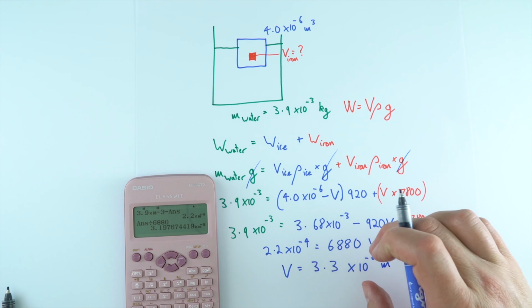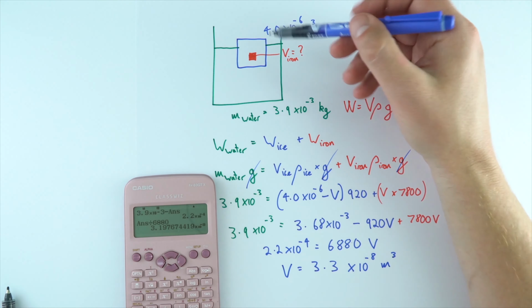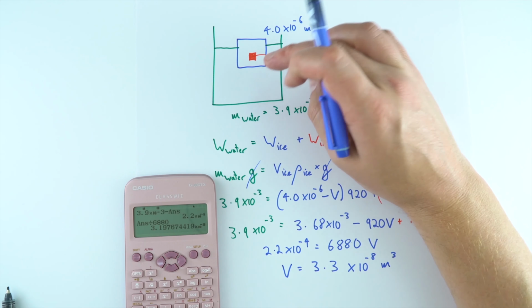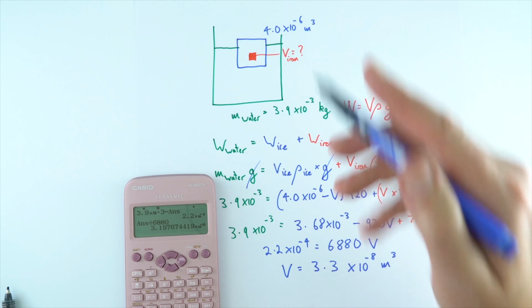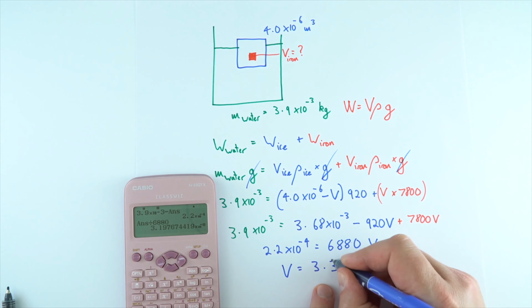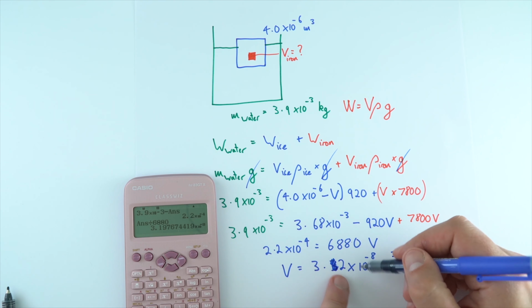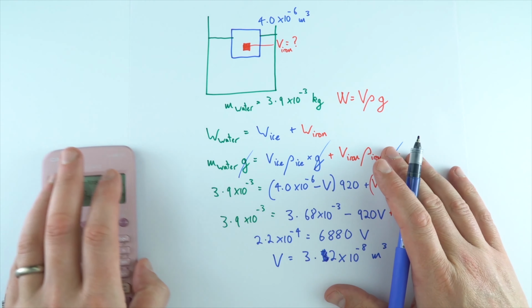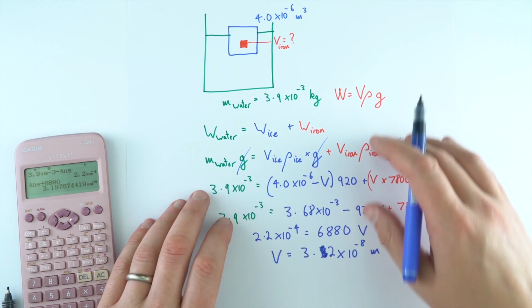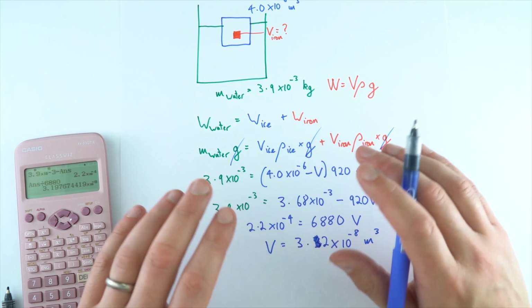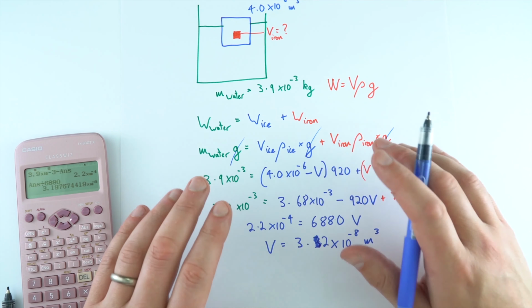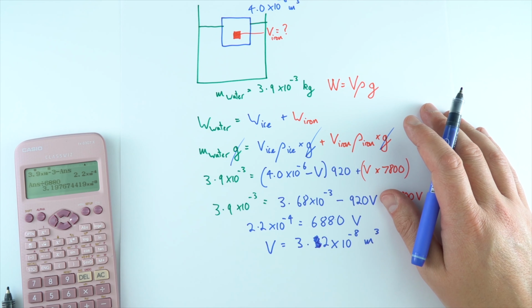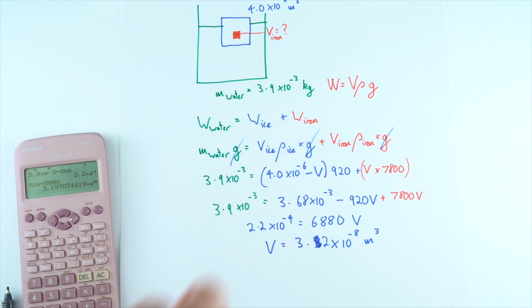Now that looks like a really low number, but that's because this is quite a small ice cube and the piece of iron inside is going to be a lot smaller than that. So, sorry, 3.2, not 3.3. So it's 3.2 times 10 to the minus 8 cubic meters. That was an incredibly difficult question, and if you got anywhere within this and got some marks, then that's brilliant, because this was so difficult. But yeah, that's a lot of work to do for 3 marks.